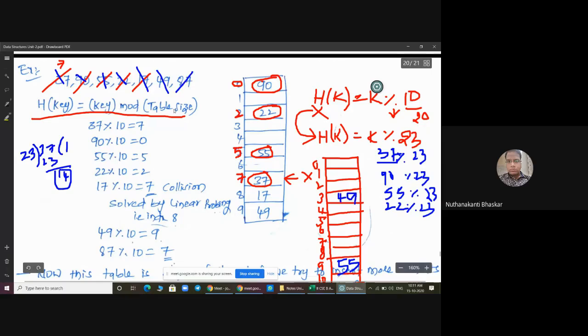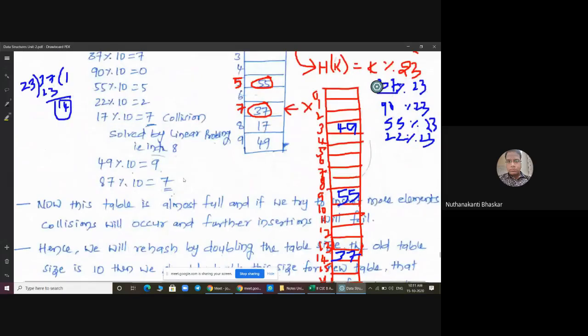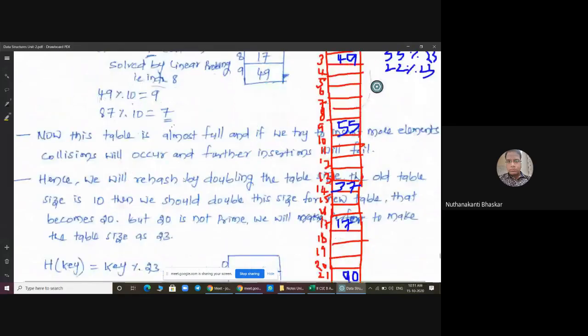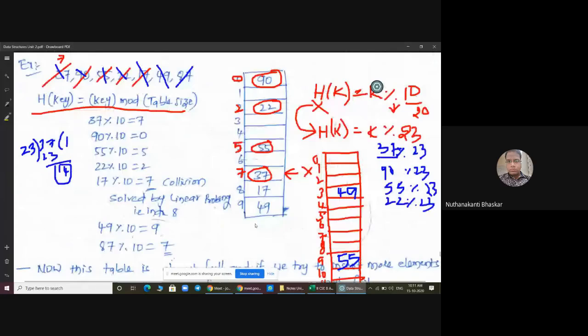Now 87. How many times? I think 3 times. Then the remainder, what is the remainder? 18. 87 is inserted at 18. Now still there is no collision, right? Yes or no? Yes, sir. Now you can insert more elements like this if you require.